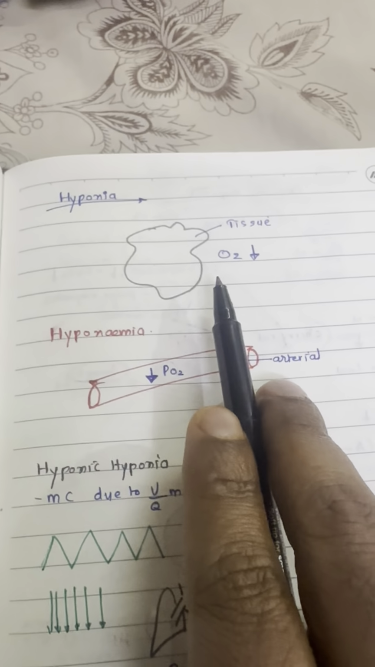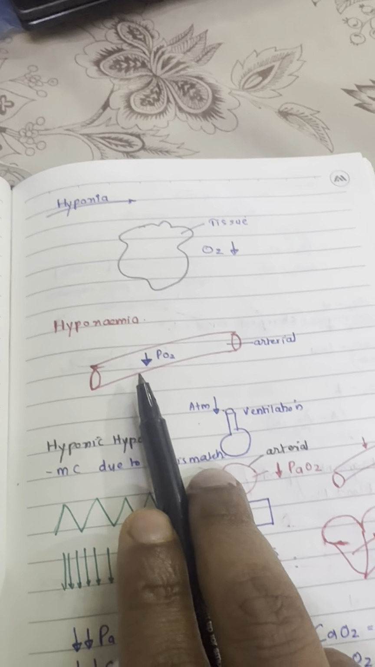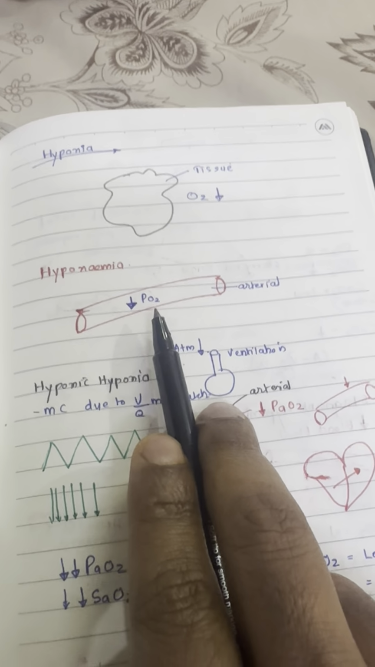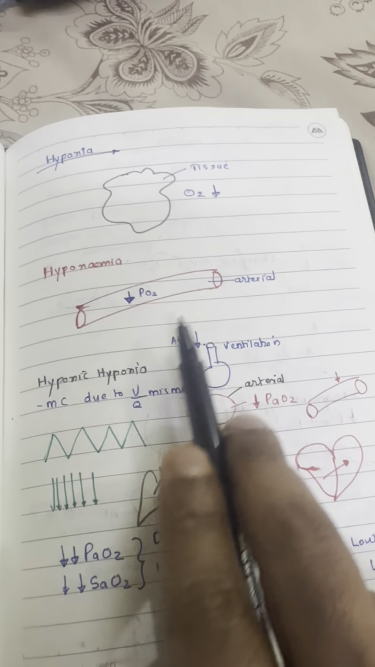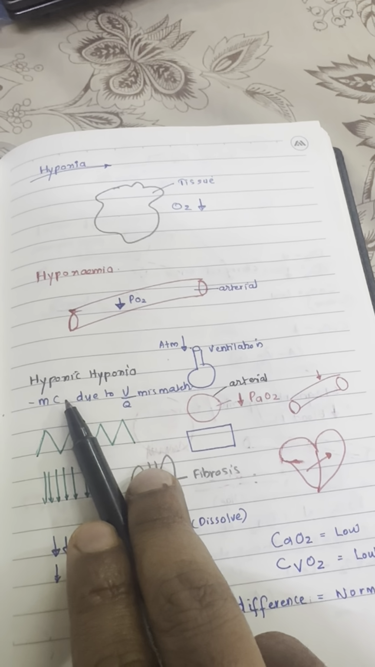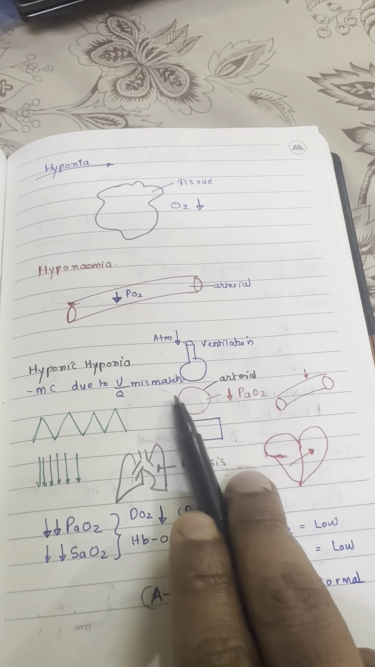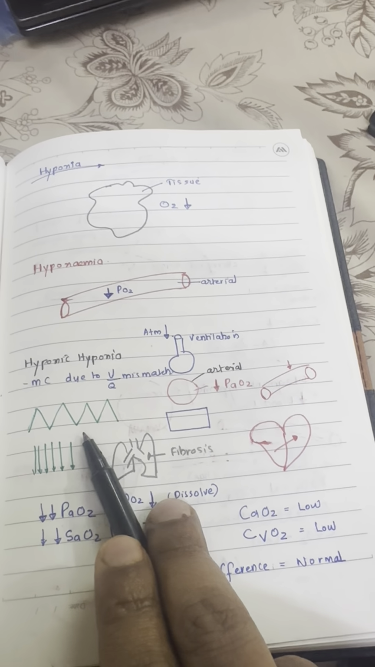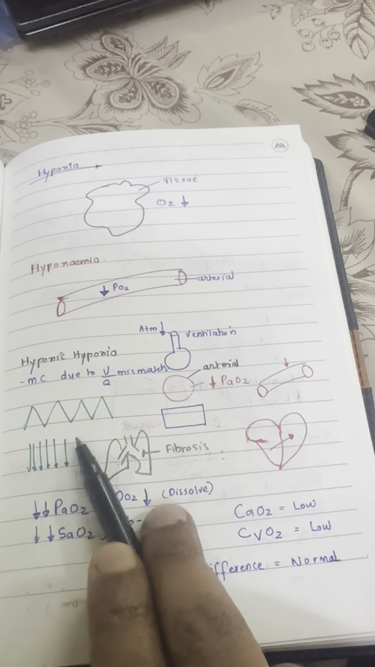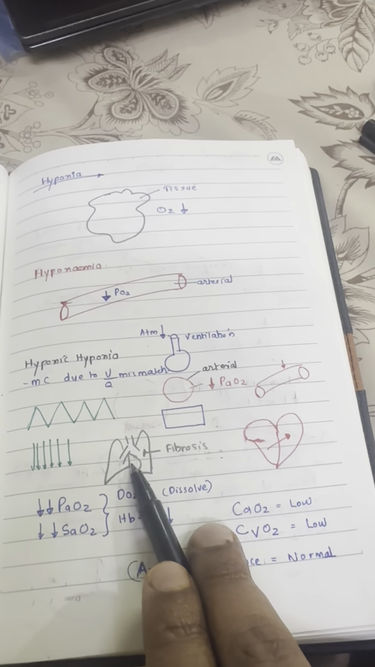Hypoxia. Hypoxia is decreased oxygen in a tissue. Hypoxemia is decreased partial pressure of oxygen in arterial blood flow. Next is hypoxic hypoxia, the most common hypoxia, due to ventilation perfusion mismatch, high altitude, decreased ventilation, fibrosis.